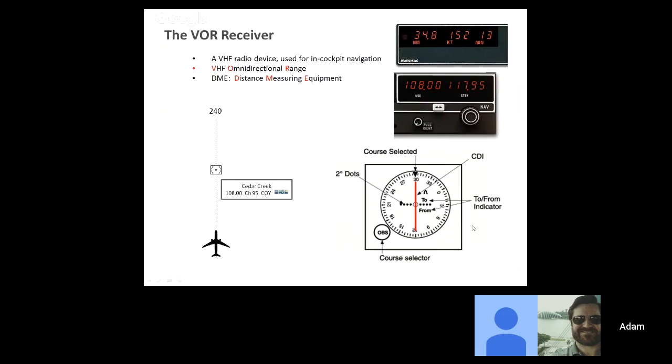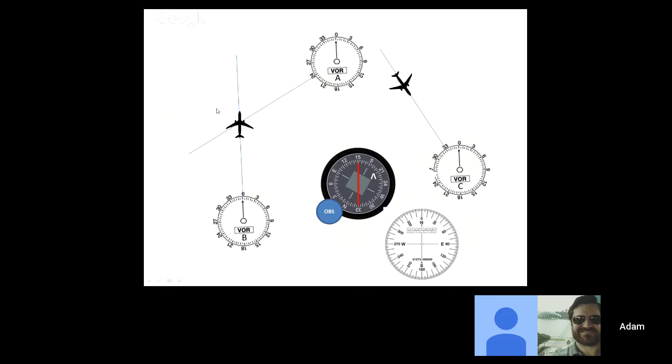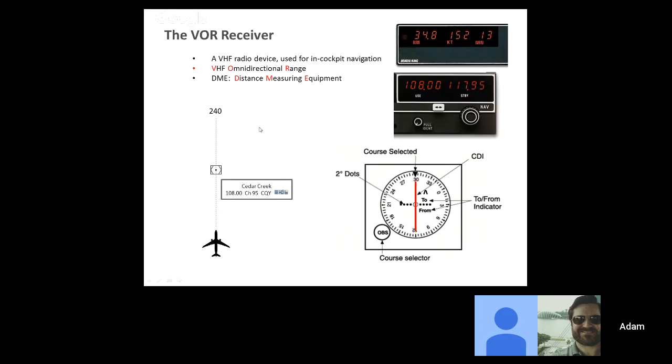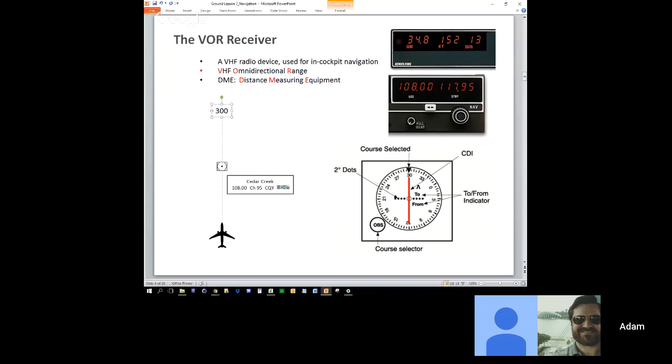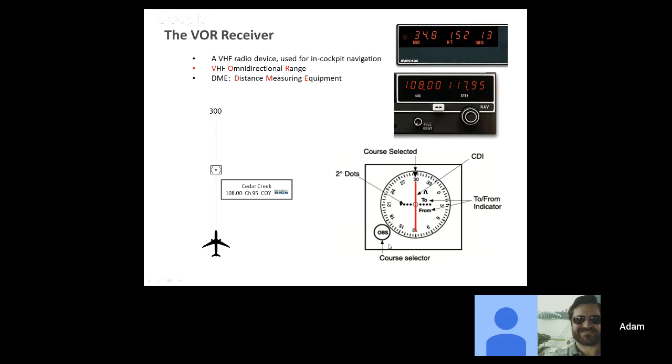Okay. Yeah, the to from indicator. So the VOR has a to from indicator to tell the pilot whether they are flying to the radial, or flying away from it, like from it. I'm going to put my 300 back in there because that's the example we're working with. And so in the current configuration, where my VOR station is right here, my airplane's here, and the 300 radial is right here.